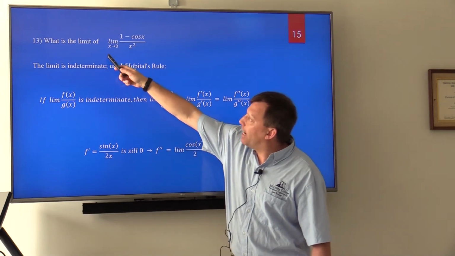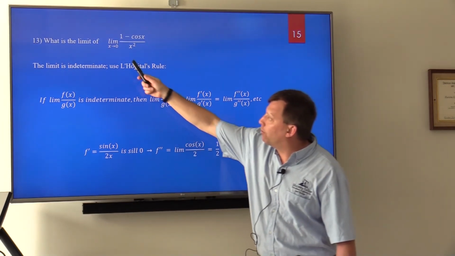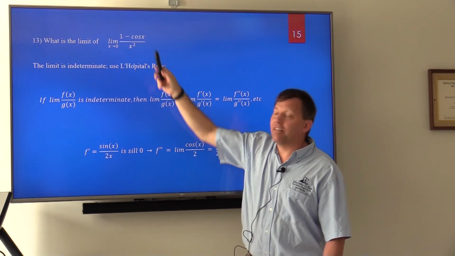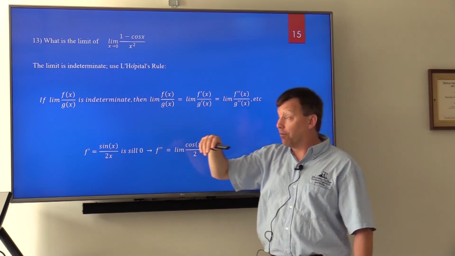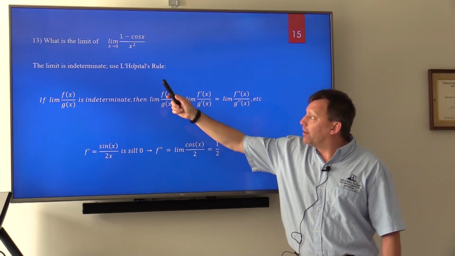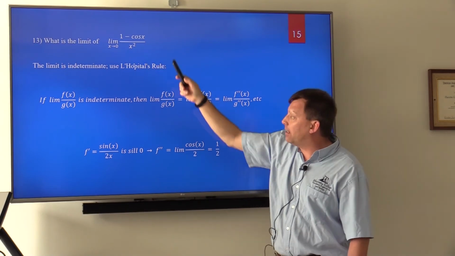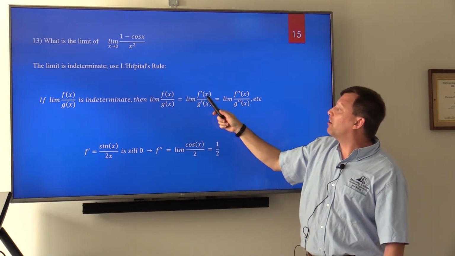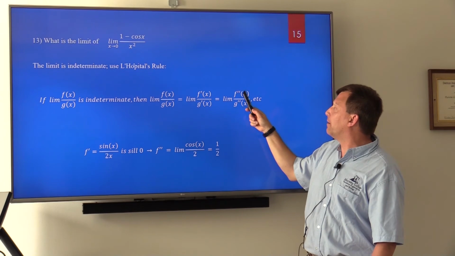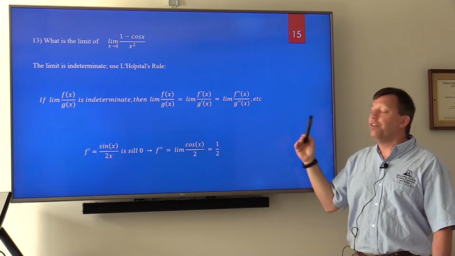So we're asked to take the limit of 1 minus cosine x over x squared as x approaches 0. Well, if you put 0 in here, basically it's indeterminate. The function is just going to blow up and you're going to get a number that's indeterminate. So you need to use L'Hopital's rule, which states that if the limit of function 1 over function 2 is indeterminate, then the limit is also equal to the limit of the first derivative of each of the functions, which is also equal to the limit of the second derivative of each of the functions. And technically you can go on forever. At some point it becomes futile, but you can do it.